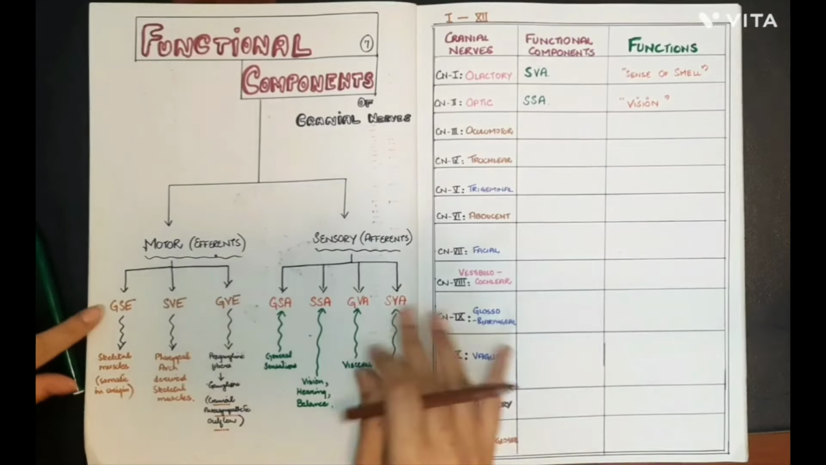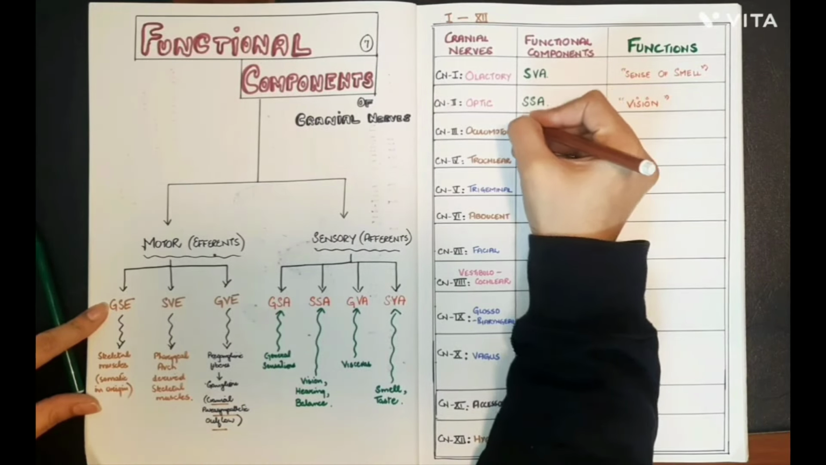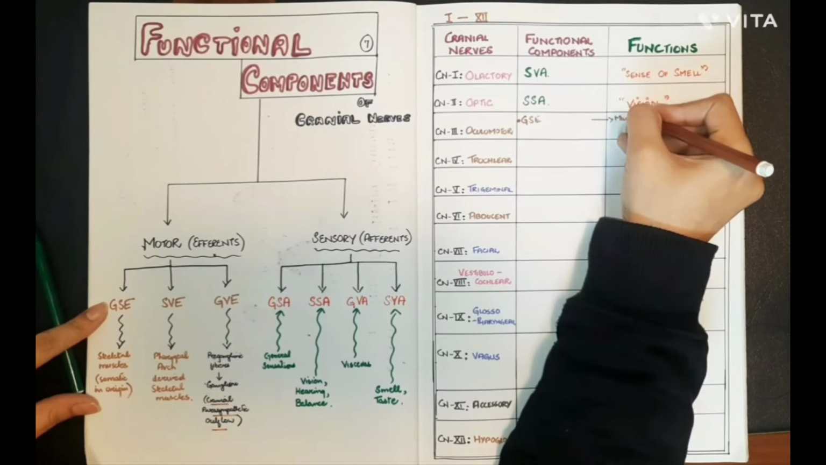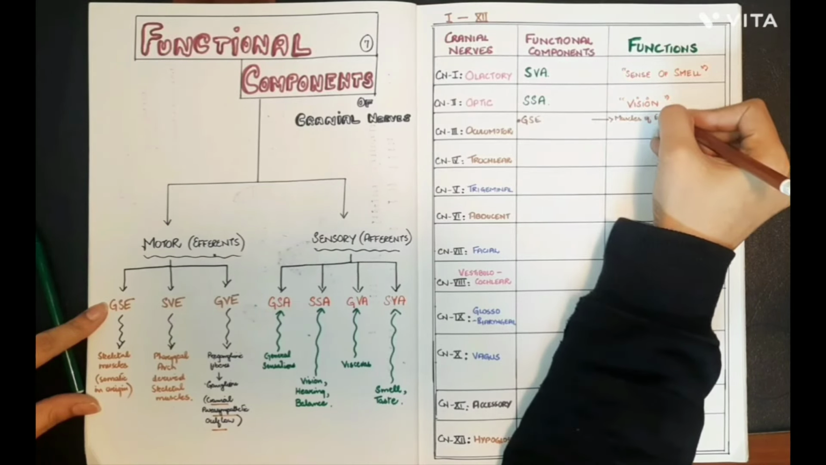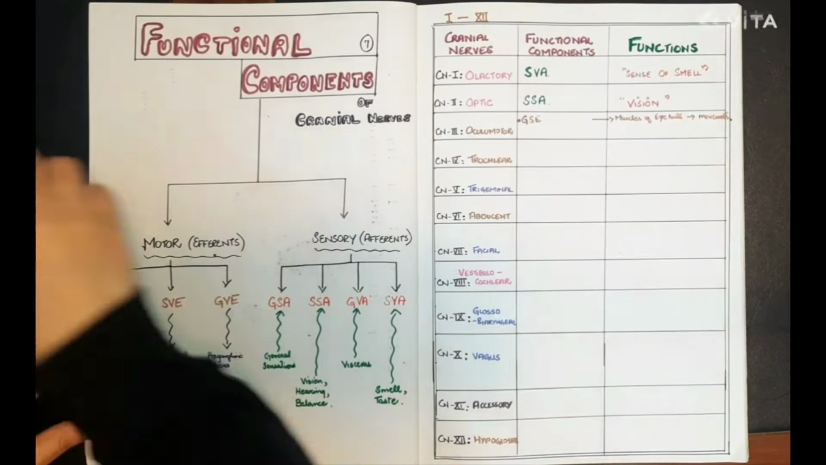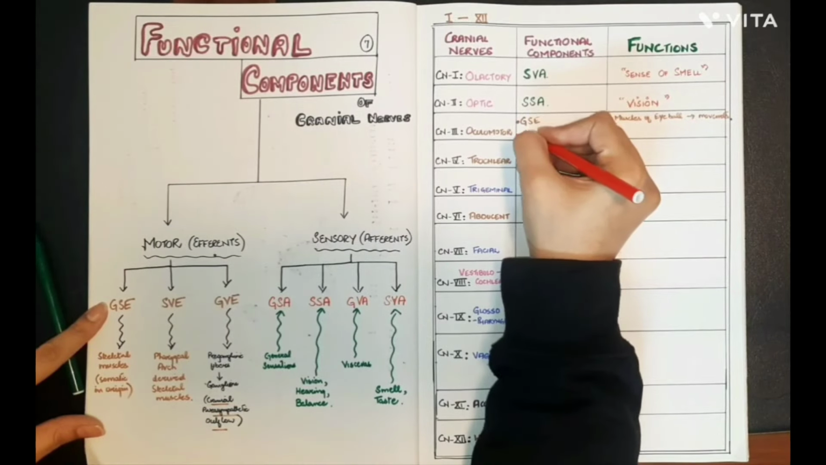The third, oculomotor nerve, concerned with the motor supply of the eyeball, has two components. One is the general somatic efferent component, which supplies all the muscles of the eyeball except for the superior oblique and the lateral rectus muscle. In this way, it plays a role in the movement of the eyeball.